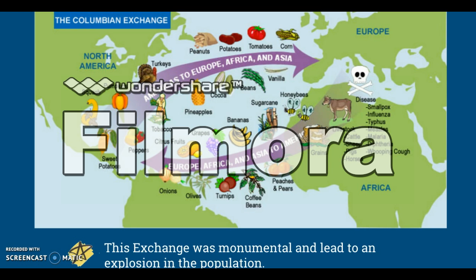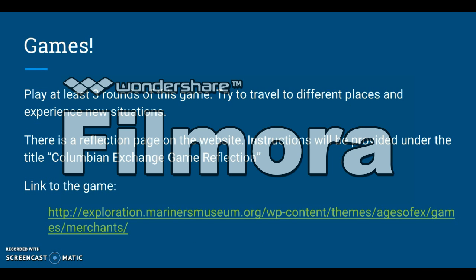So this is the big picture. So you'll see all the fruits and crops that went to Europe, and then all the disease and stuff that came to the Americas. So you'll read about that, we'll talk about that. This game that you play, and you'll write a reflection on the reflection page. I'll show you that in a second.